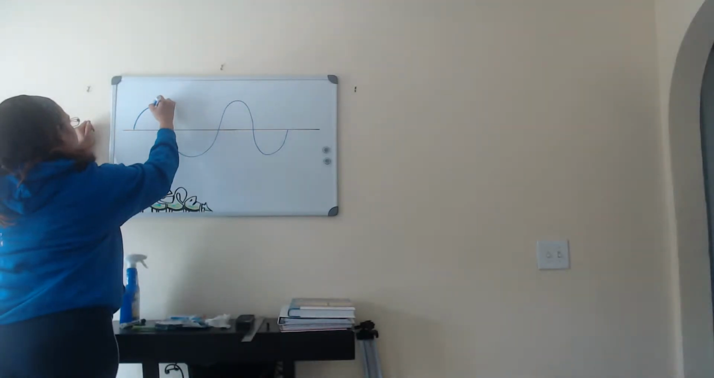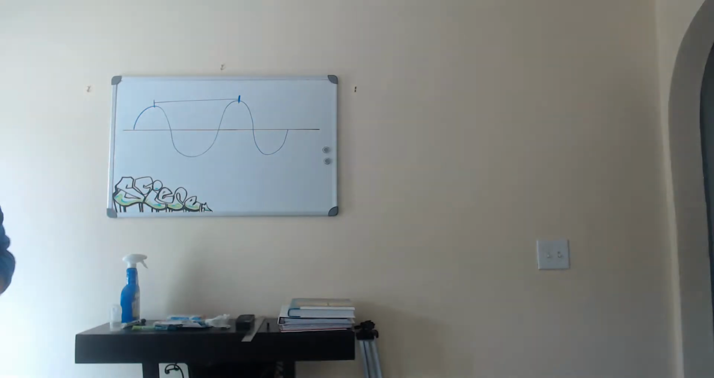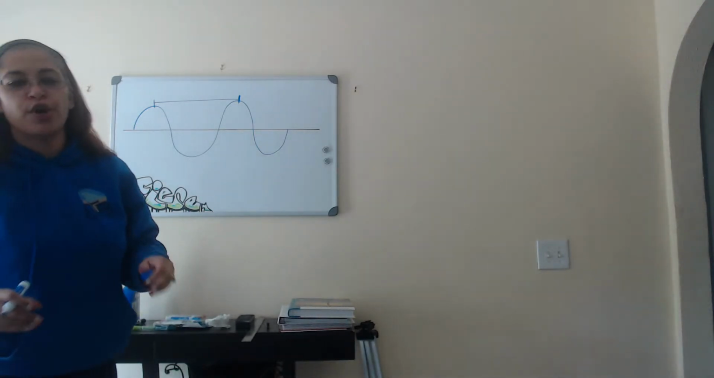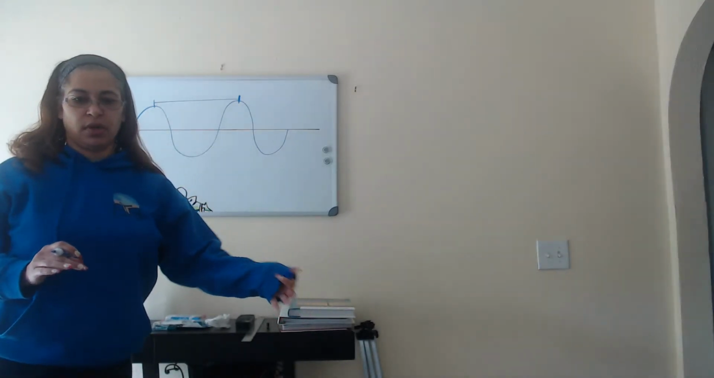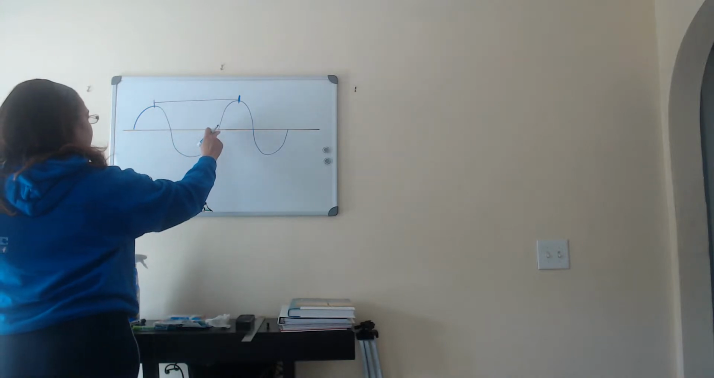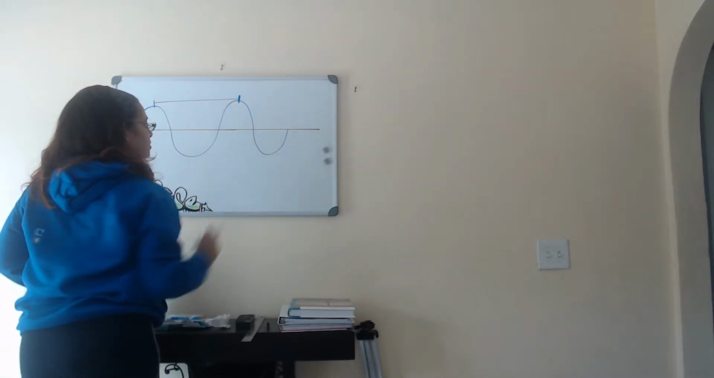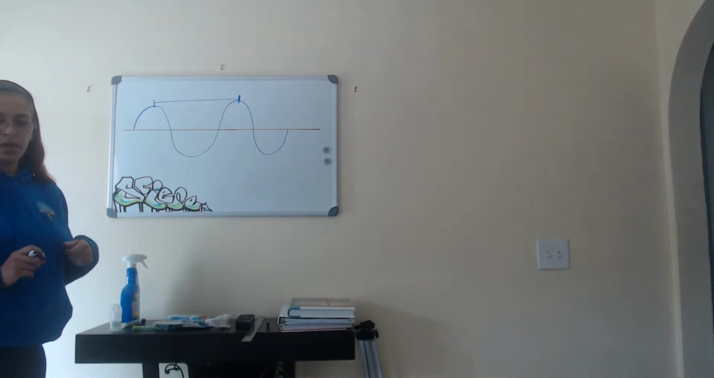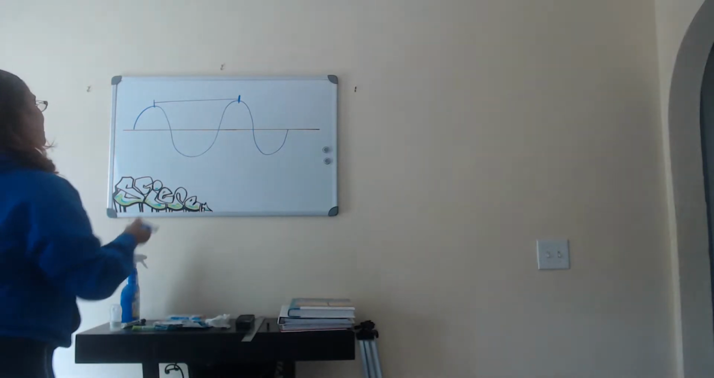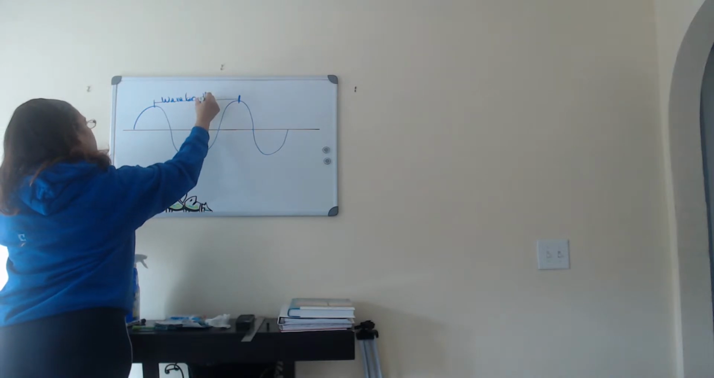So from this point of the wave to this point of the wave, in other words, any point on a wave to that exact same point on the next wave. So this is one wave. From here to here is one full wave. From here to here is another full wave. So I have two full wavelengths here. Now, this is called a wavelength.